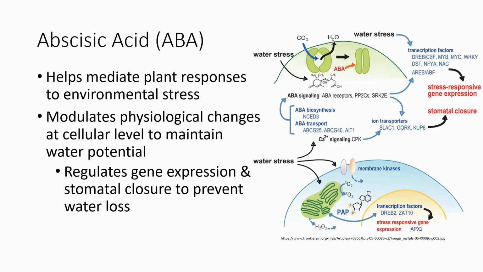So let's look at a less familiar example. We're going to look at abscisic acid. It's abbreviated ABA on this slide. Abscisic acid is a plant hormone, and it mediates response to environmental stressors. And the one we're going to look at is water stress. So if you have a plant and it is in a very dry environment, let's say it's experiencing a drought, the water potential is going to change.